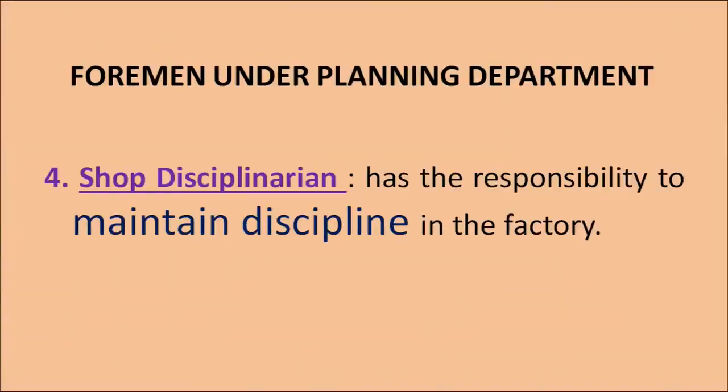The last foreman under the planning department is a shop disciplinarian. Now, for any job to be done in a good manner, it is necessary to maintain discipline. So the role of a shop disciplinarian is that of maintaining discipline and obedience in the factory management. So this was the role of these 4 experts under the planning division.